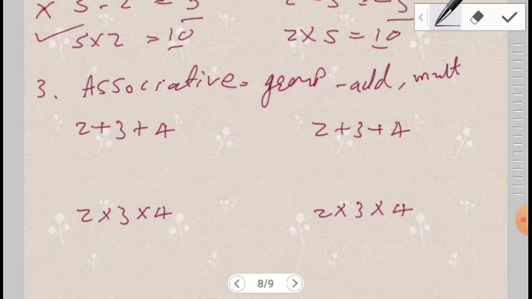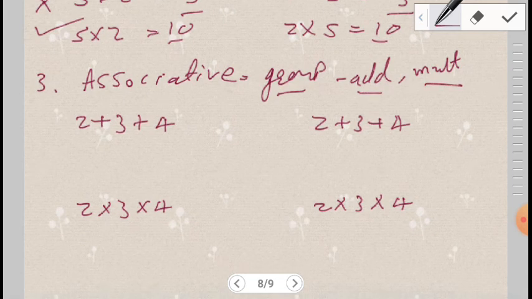Then after that, the associativity property, that means grouping, or we can say association. We will perform this property for addition and subtraction. Let's start. Association means making a group.